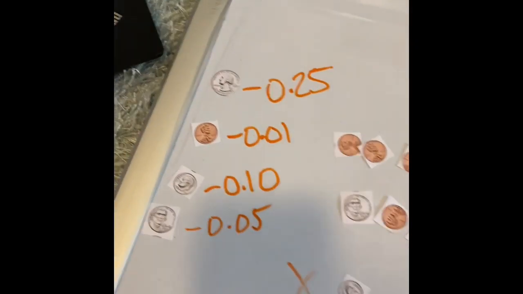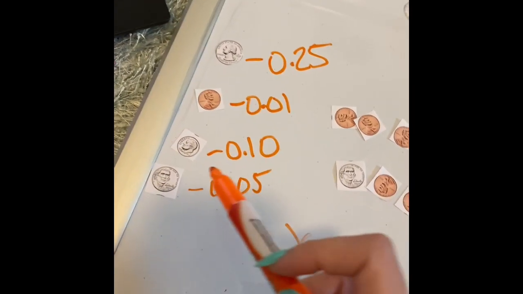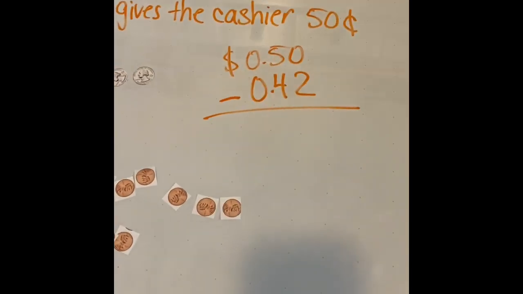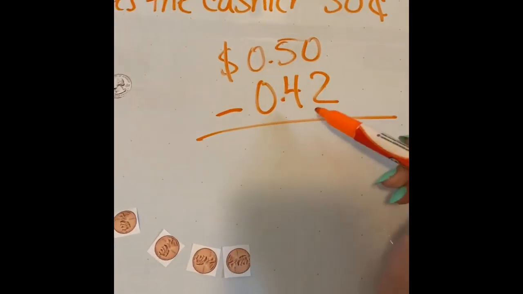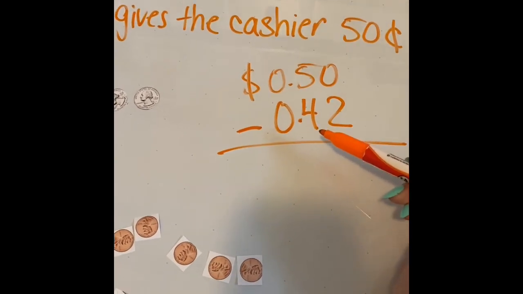Okay, so again, I have over here a quarter is worth 25 cents, a penny is worth 1 cent, a dime is worth 10 cents, and a nickel is worth 5 cents. So first thing I want to do here is subtract 42 from 50 cents because I want to know how much change she's going to get.